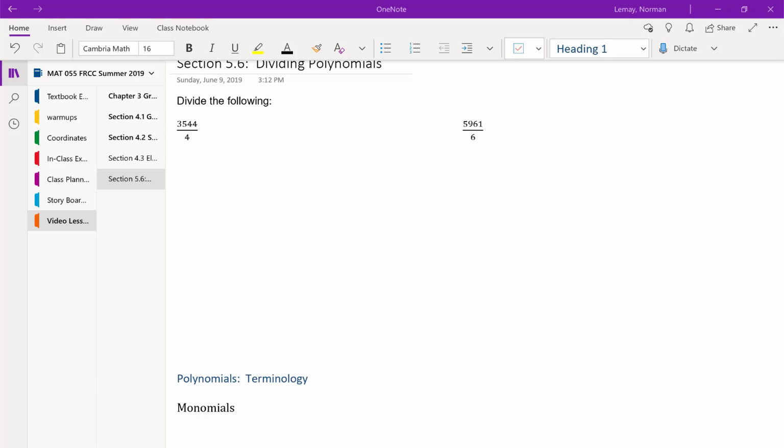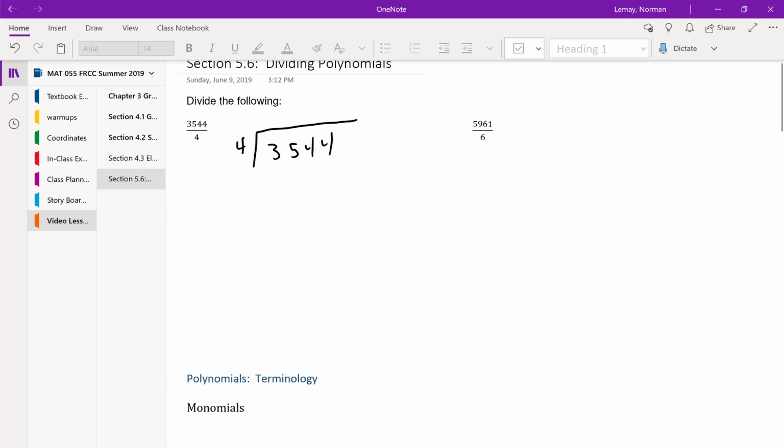To do this longhand, let's write this as 4 going into 3544. If you'll recall doing the division, first you'll say, what can I multiply 4 by to get 3? Since 3 is less than 4, we carry on. So now, what do we multiply 4 by to get 35? If we multiply by 9, we get 36, so let's take a look at 8. 8 times 4 is 32. Then we subtract, and here we get 3.